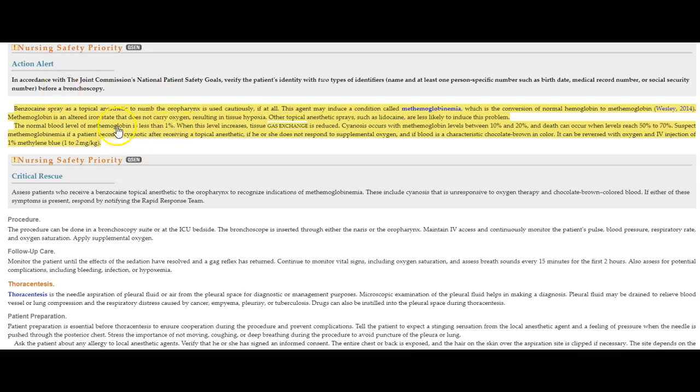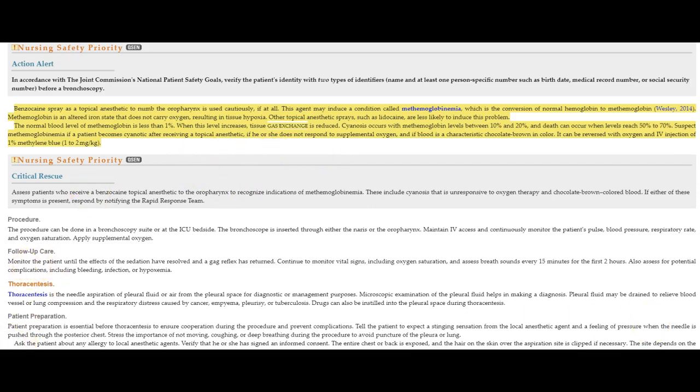This is very important. This benzocaine can be a little booger bear. So make sure you read about the benzocaine spray as a topical anesthetic to numb the oropharynx. But look what happens later. If you get a patient that's coming back and they're hypoxic, they're changing colors in their skin, they become cyanotic, you need to notify the doctor right away. Right away. This is considered emergent. Make sure you notify your doctor right away.